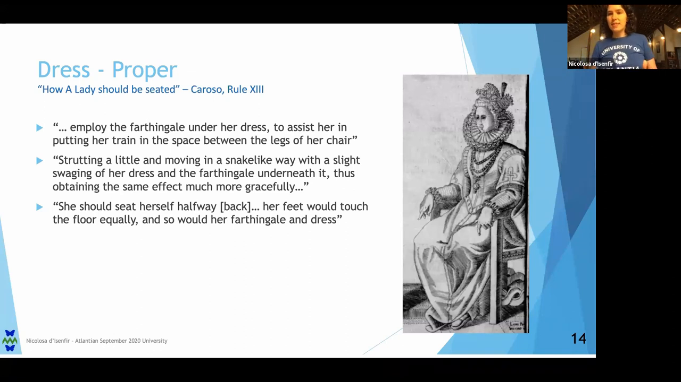So it takes a little practice, and I encourage you all, if you'd like to behave properly, especially in dance practices, go ahead and wear your farthingale and the overskirt to get practice with those sorts of items. And when you seat yourself, instead of sitting all the way back, go ahead and just sit halfway back in the seat, such as this lady is doing. This is a woodcut from Negri. However, she does not appear to be wearing a farthingale, but it was the only woodcut that I found where we did have a lady in a dress seated. So that would be how you would wear your dress and sit properly.